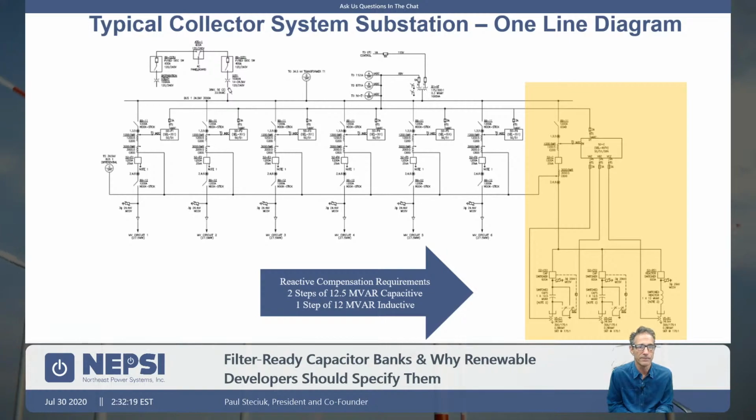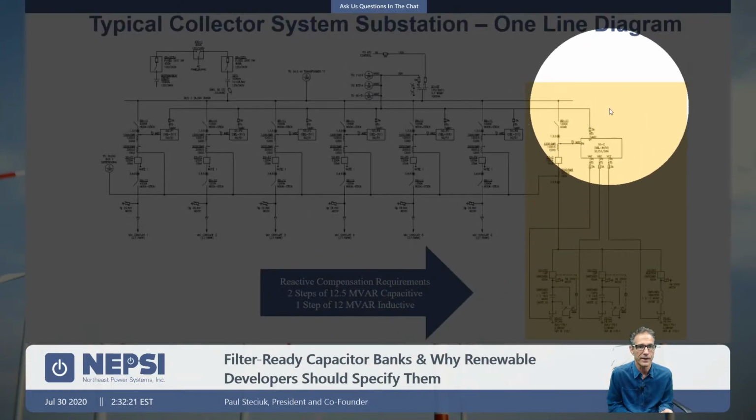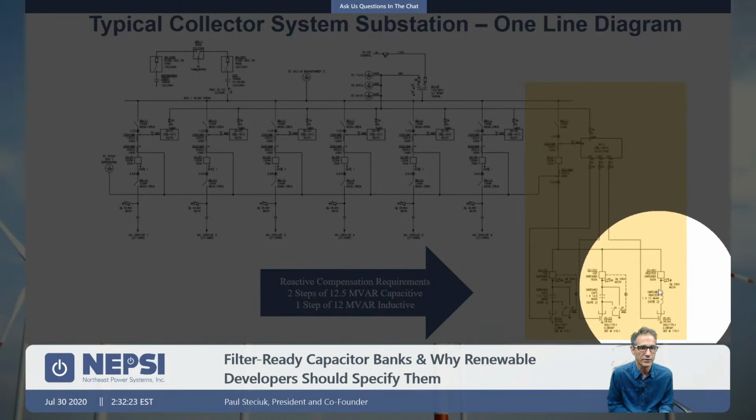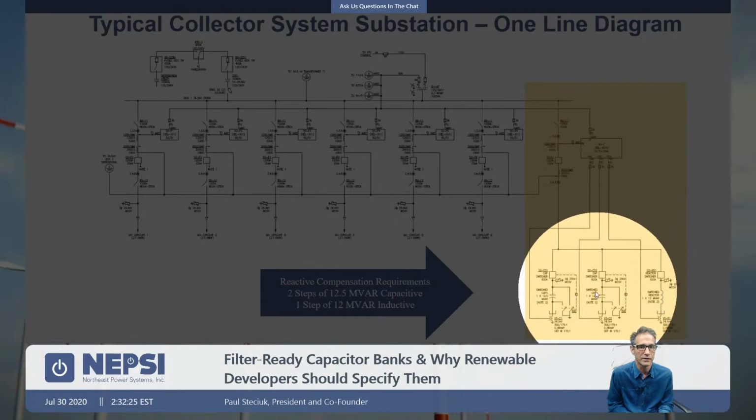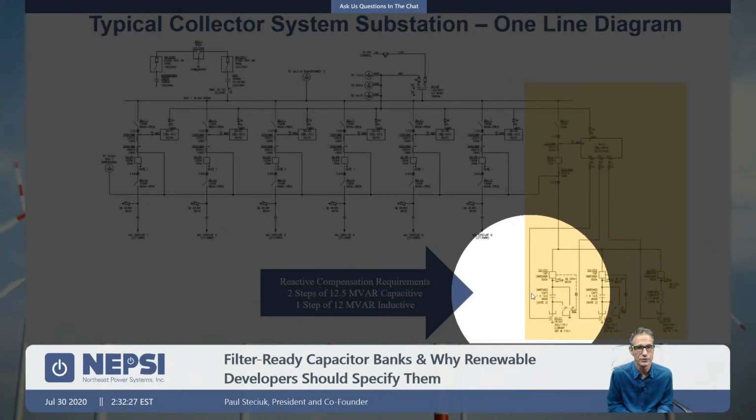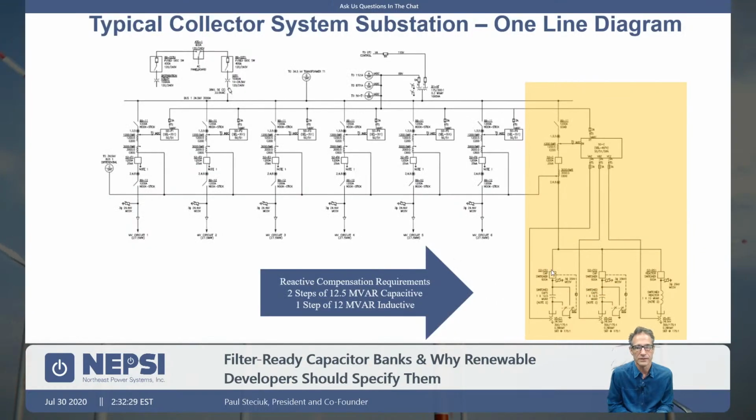To the right here, this represents the capacitor bank. What we have here is a shunt reactor bank, and we have two shunt power capacitor banks. So it's two steps of 12.5 megavars for capacitors, one step of 12 megavars shunt inductors. Okay, so NEPSI has a product called a hybrid shunt capacitor, shunt reactor bank.